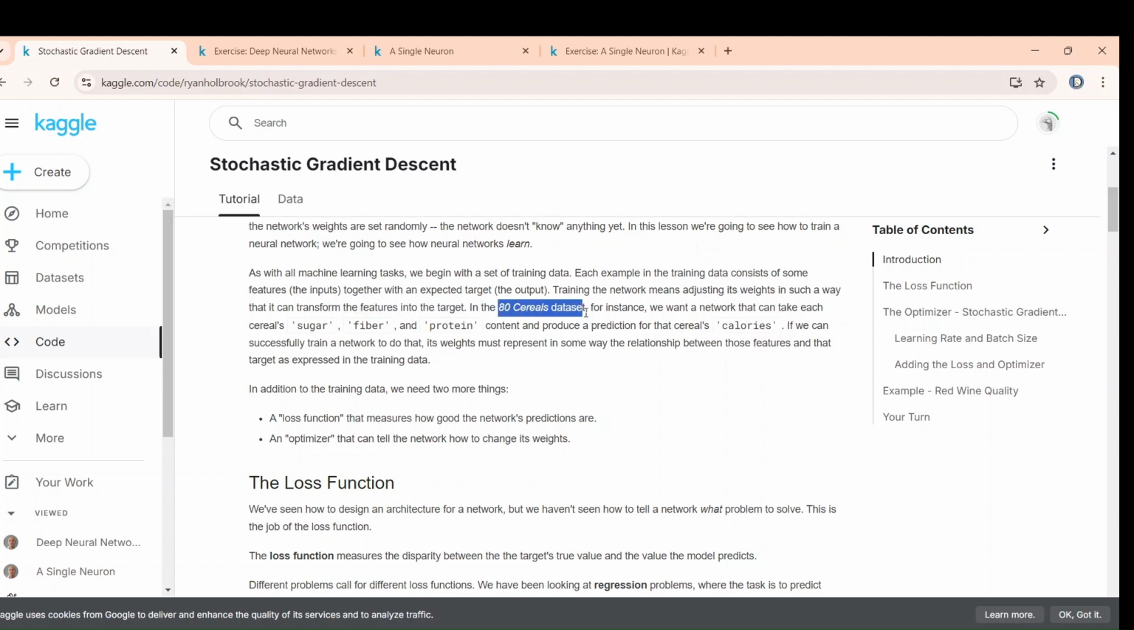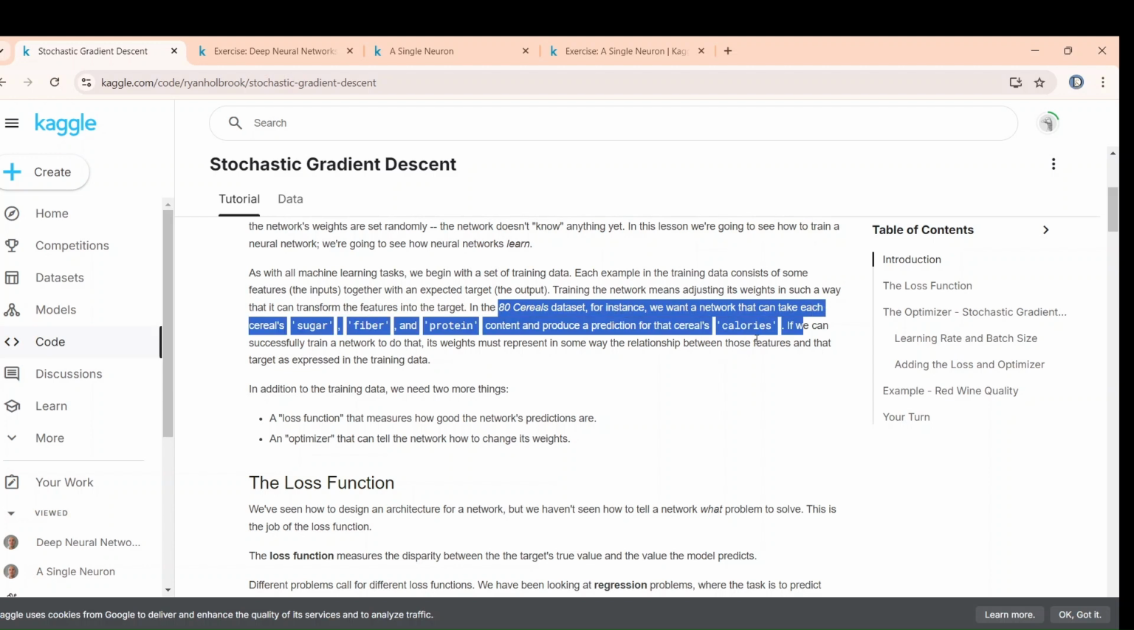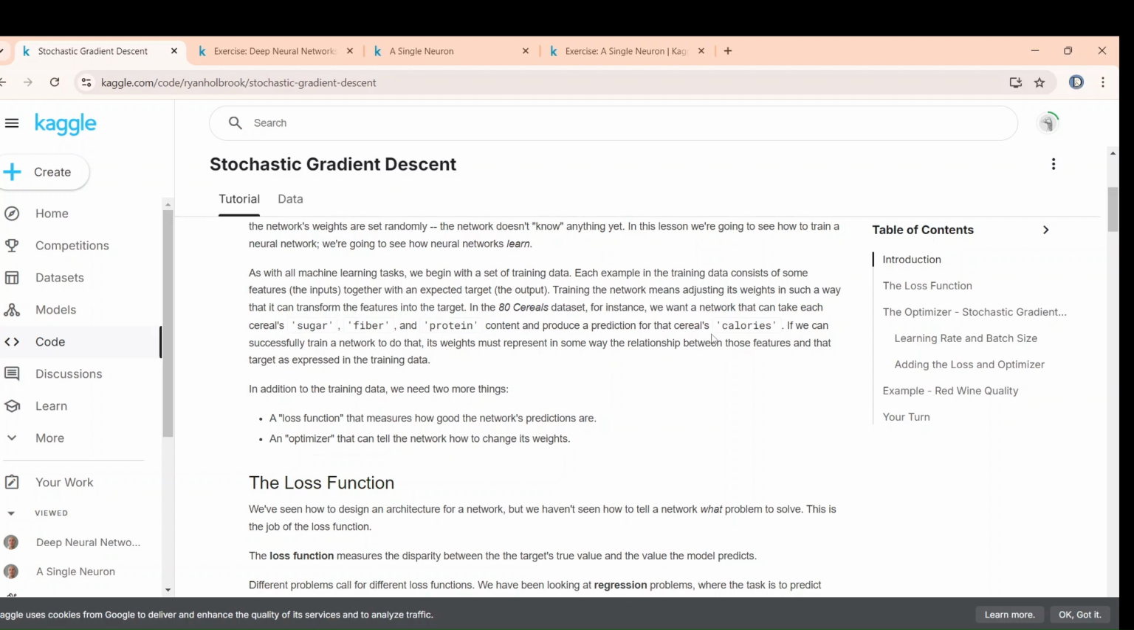In the 80 cereals dataset, we want a network that can take each cereal's content and produce a prediction for that cereal's calories. Suppose you take any cereals, there are some sugar, some amount of fiber, some amount of protein. So you can calculate depending on this how many calories the cereal has. Okay. So if we can successfully train a network to do that, its weights must be represented in some way that the relationship between those features and that target as expressed in the training data.